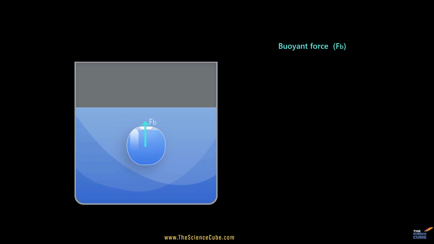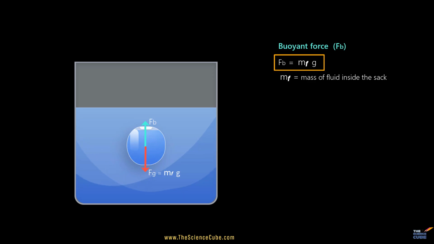So what we see is that since the water sack here is in static equilibrium, the buoyant force must exactly equal the weight mg of the water sack. And here the subscript F reminds us that this is the mass of the fluid inside the sack, that is water in this case. So from this equation, we can say that the magnitude of the buoyant force is equal to the weight of the water in this sack.